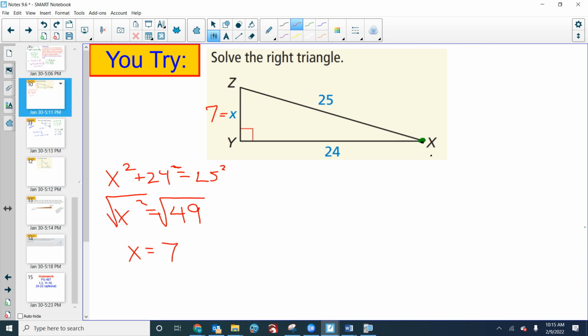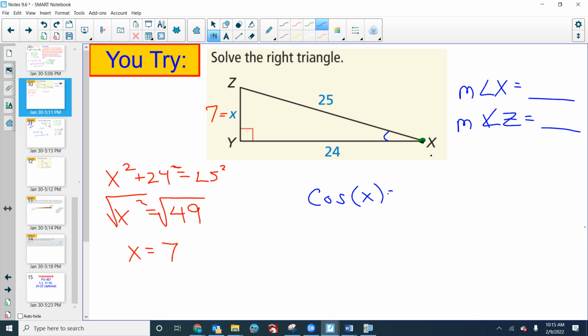Now, to solve the triangle, we have to find the missing angles as well. Let's say we want to find the measure of angle x first, and then the measure of angle z. If I have my pencil on x, I need to use the adjacent and hypotenuse sides. So I'm going to use cosine of x equals 24 over 25. I am telling you right now what I need to see, okay?